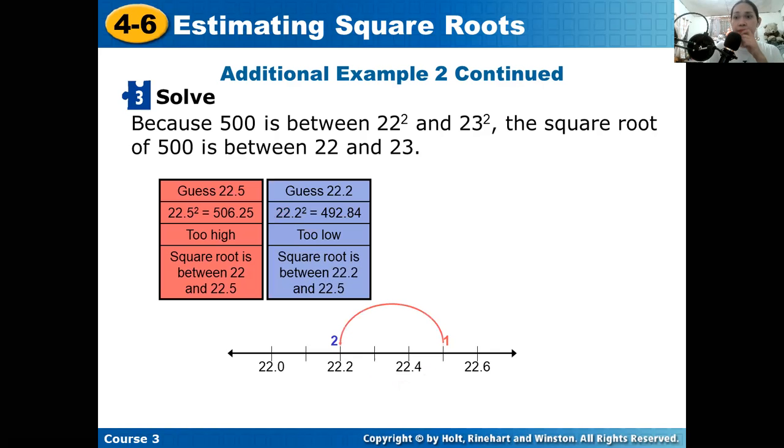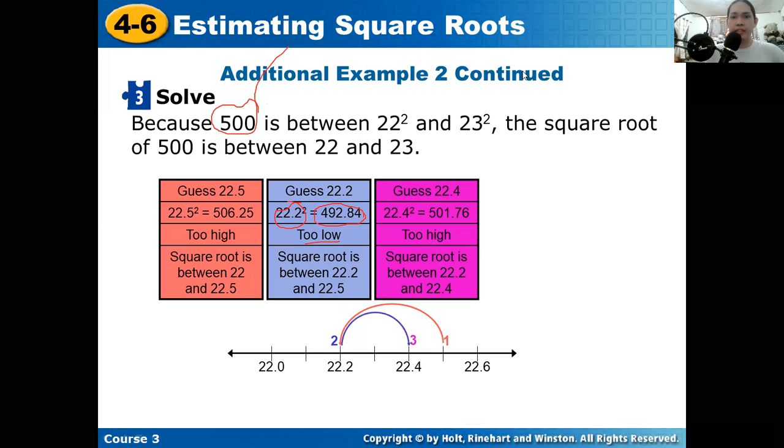Let's have another guess. What about if we try 22.2? Let's try to solve it. 22.2, if we square it, gives us 492.84, which is too low for 500. Again, we're looking for the numbers between which 500 lies. So too low, that means the square root is between 22.2 and 22.5. So now let's have another guess.